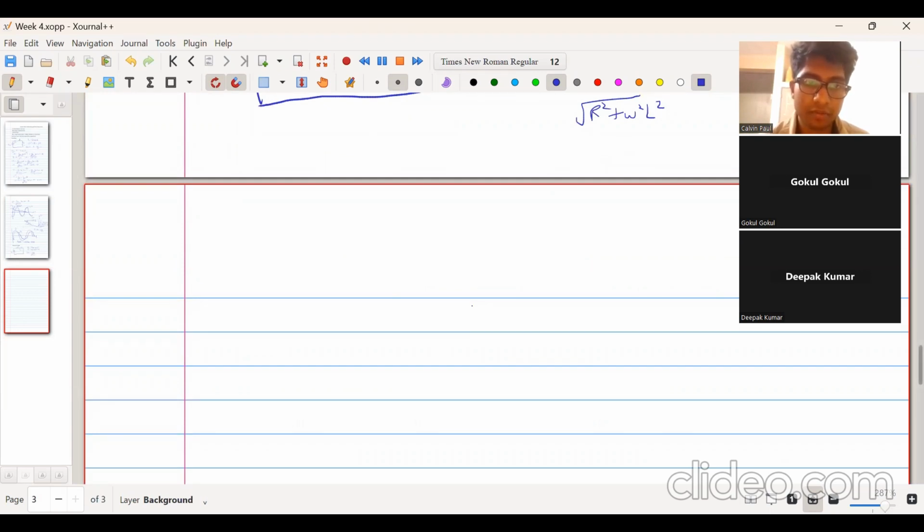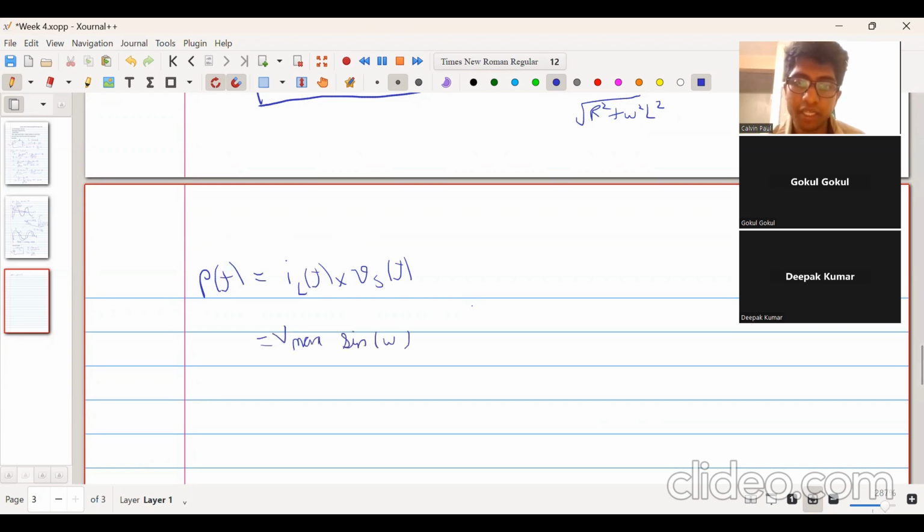So the instantaneous power is actually IL of t into Vs of t. This is the expression for the instantaneous power in the circuit. So we will substitute the value of Vs and IL. We get it to be V max into sine of omega t into I max into sine of omega t minus theta. Theta is lagging.